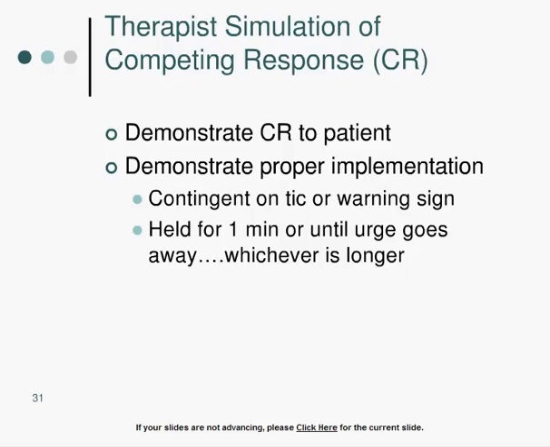And the idea is, of course, that this competing response will be implemented contingent on the tic, or even better, contingent on the warning sign. And then the patient engages in the competing response, and then they hold it for at least a minute or until the urge goes away, whichever is longer. So you want them to be able to hold it a little bit so that the urge can subside during the period while they are holding it.